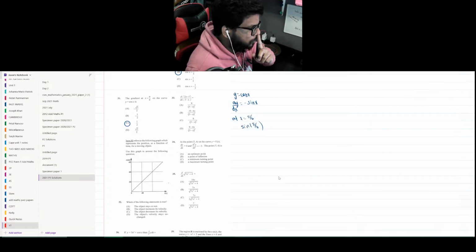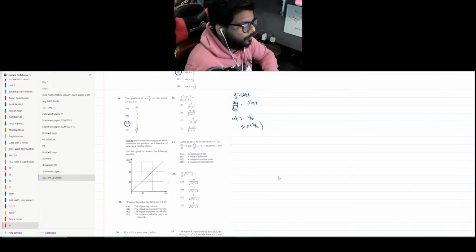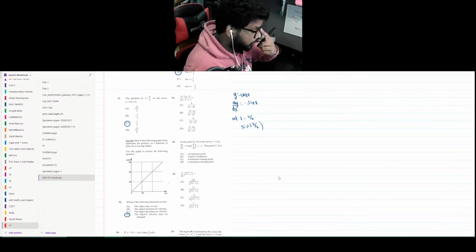32 refers to the graph. Which of the following statements is true? This is a distance time graph. The object stays at rest. No, that is not true. The object increases its velocity. No, that is not true. Constant velocity doesn't decrease. The object velocity stays unchanged. Yes, D. A straight line will prove that the velocity is constant.